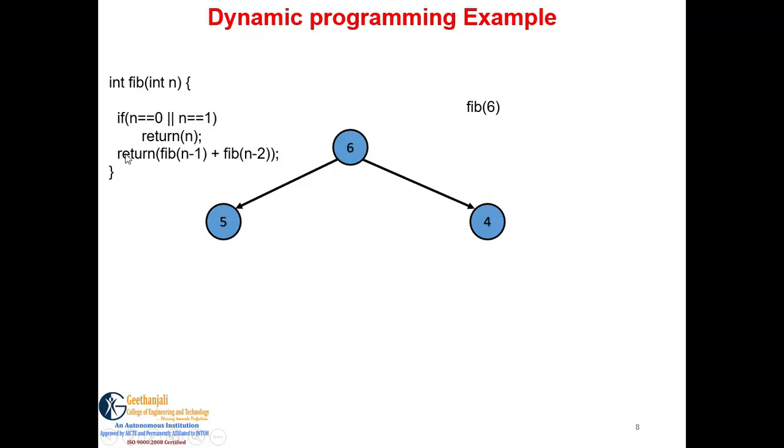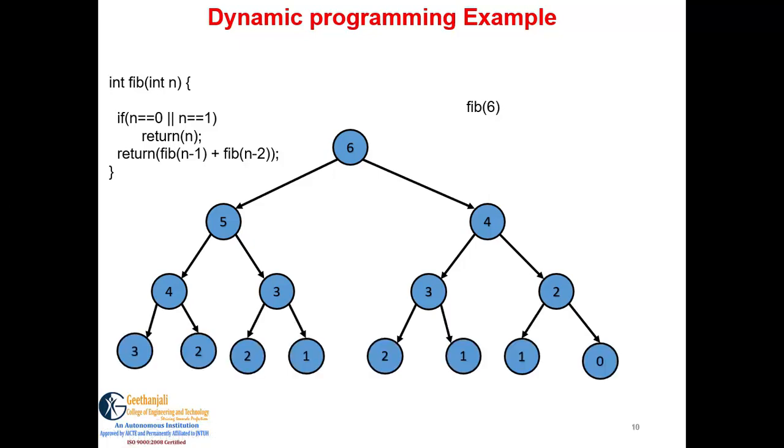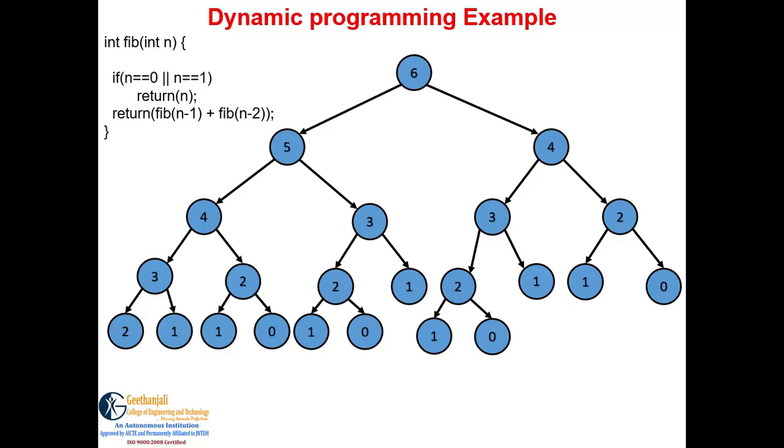You can look at my cursor here. It is recursive: the combination of Fibonacci of n minus 1 plus Fibonacci of n minus 2, and if n equals 0 or n equals 1, return 1. This is the recursive algorithm. To compute Fibonacci 6, you need to know the values of Fibonacci 5 and Fibonacci 4. Recursively, 5 is calling 4 and 3, and 4 is calling 3 and 2. Like this, the entire tree is generated.